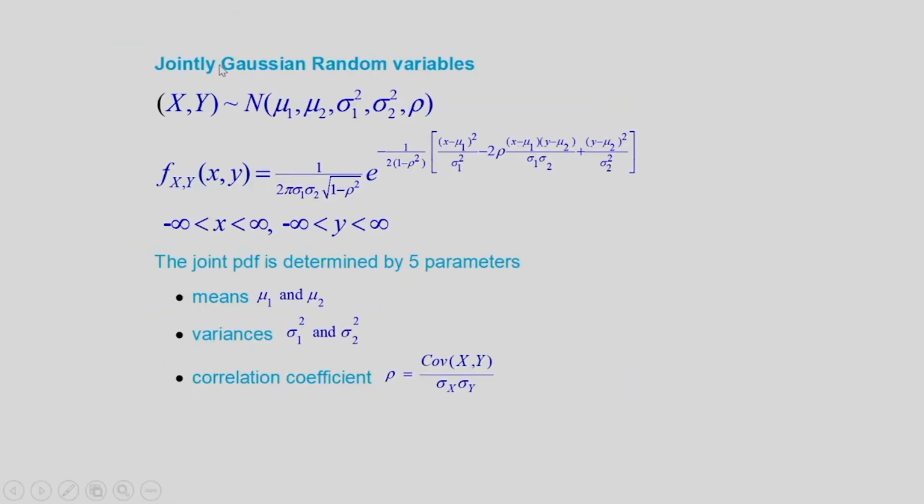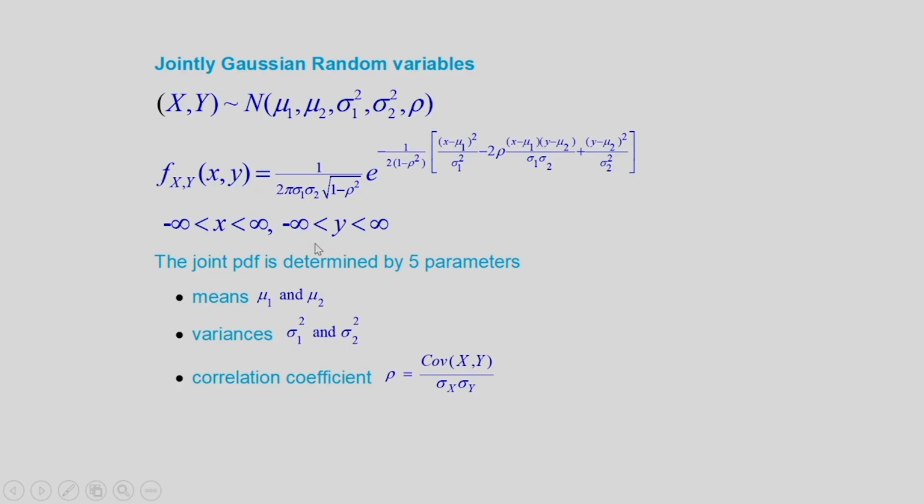We will define jointly Gaussian random variables. X and Y are jointly Gaussian random variables distributed as normal with parameters mu 1, mu 2, sigma 1 square, sigma 2 square, rho. And the joint PDF is given by this expression. It is exponential with negative quadratics in x and y, and there is a normalizing factor 2 pi sigma 1 sigma 2 into root over 1 minus rho square.